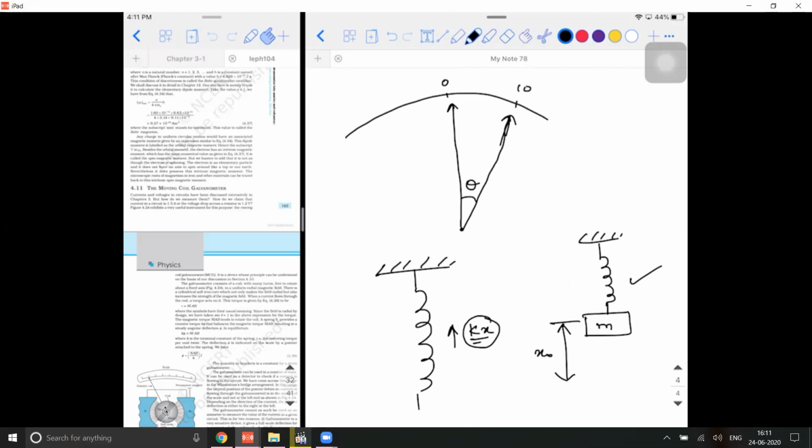So here, what did I use? I used a spring, right? Here you use a spring which is in a spiral path, which is called a hairspring.